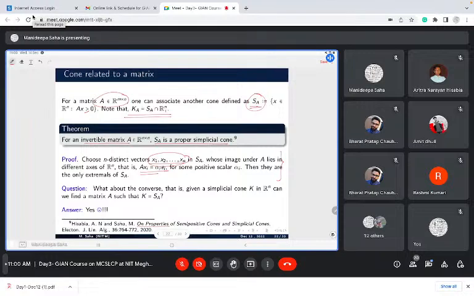Okay, so the next question is the relation, because we are given an invertible matrix, and we found a simplicial cone.